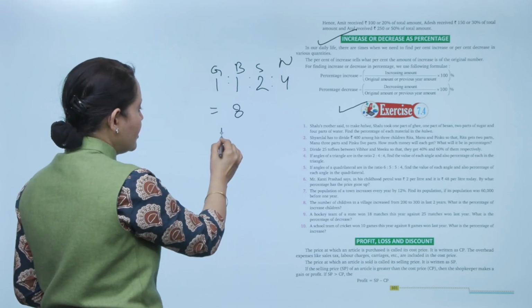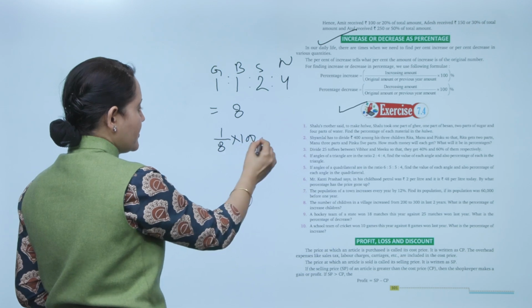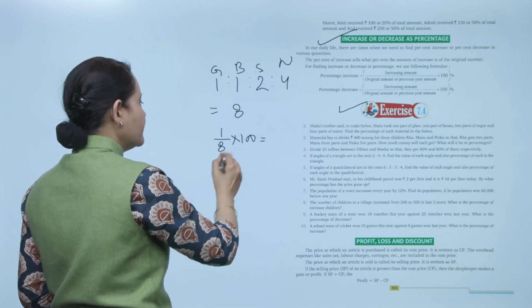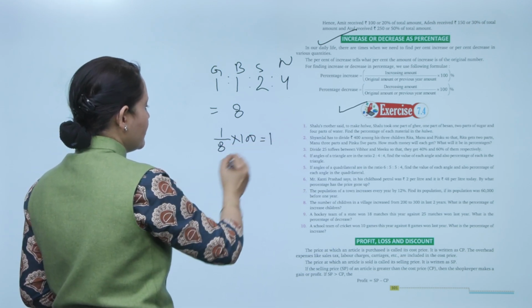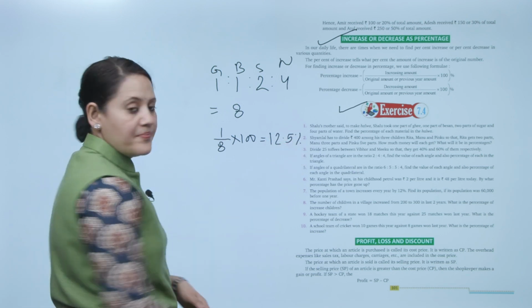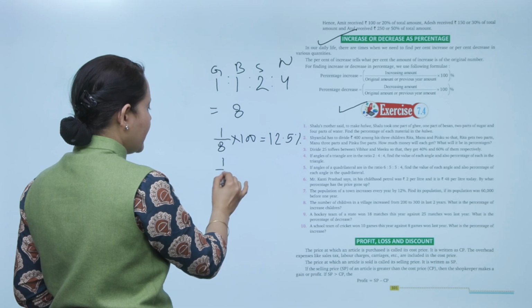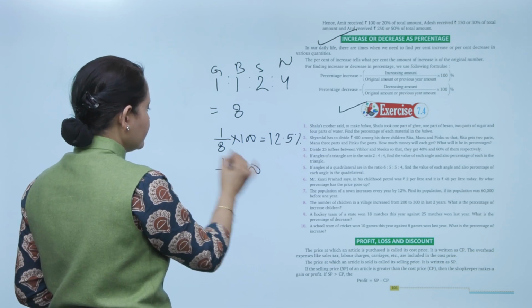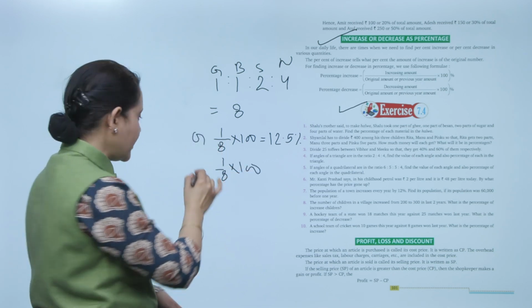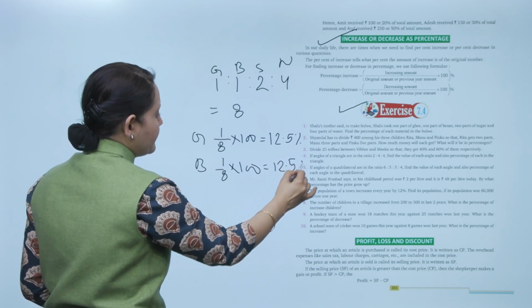Now we have to find the percentage of each material in the halwa. First, talking about ghee, 1 by 8 into 100, that is equal to 12.5%. Clear? Same for besan. So 1 by 8 into 100, that is for ghee, and for besan, that is also 12.5%.